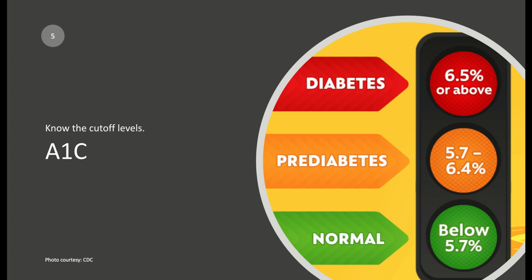A1C levels do not show fluctuations, and so episodes of hypoglycemia and hyperglycemia can be masked in the average.